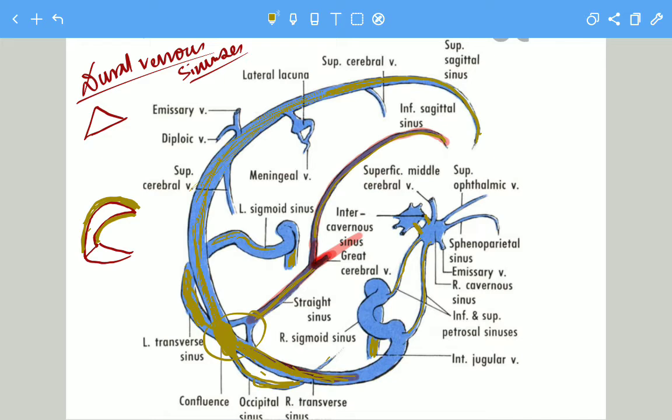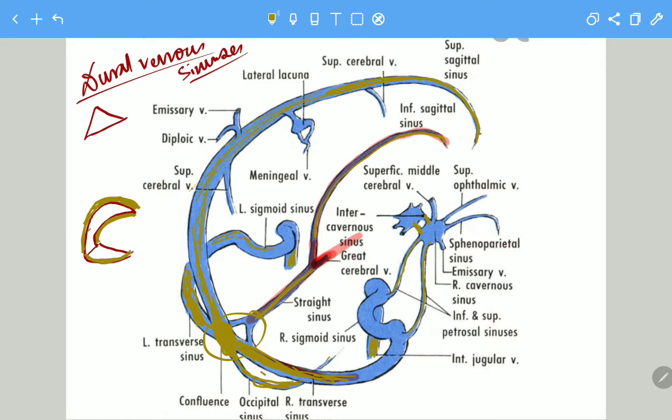The dural venous sinuses are also connected to the extracranial veins by the emissary veins. Okay, so if we recap about the dural venous sinuses, the deep and the superficial veins drain into the dural venous sinuses, which are channels formed between the two layers of the dura mater. Major venous sinuses are located in the attached border of the falx cerebri and the tentorium cerebelli and on the floor of the cranial cavity.